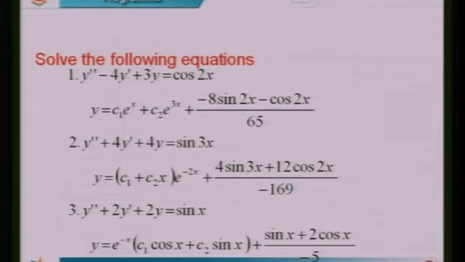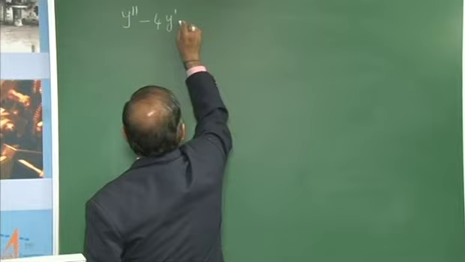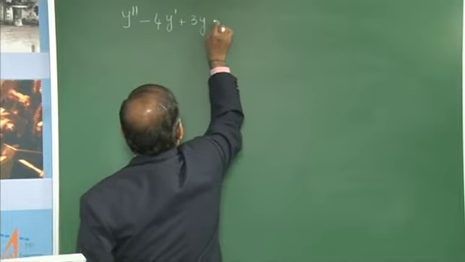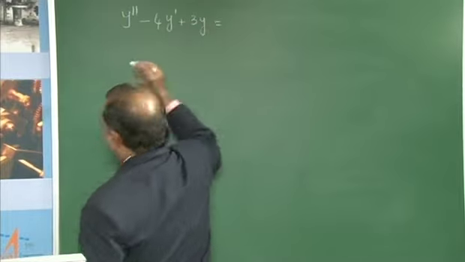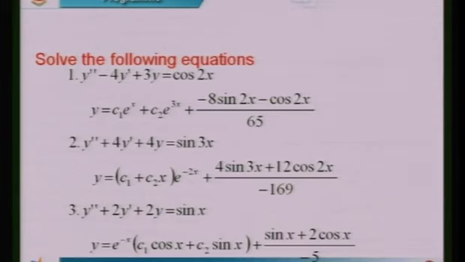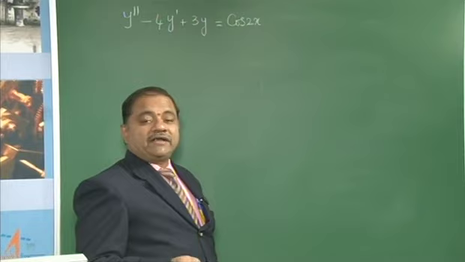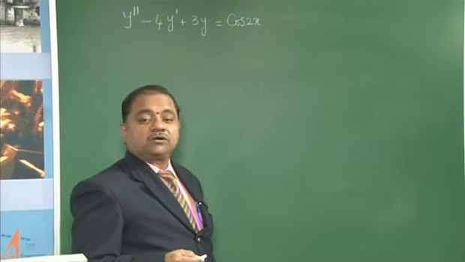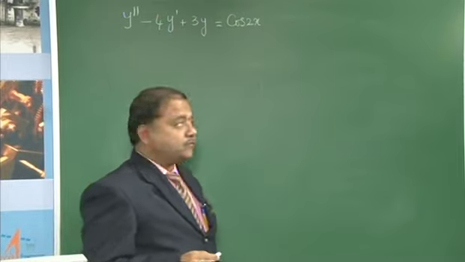You may ask what happens if we get d in the problem. We will multiply and divide by the conjugate and make it perfect. So, y double dash minus 4y dash plus 3y is equal to cos 2x. This is the question I am taking: y double dash minus 4y dash plus 3y is equal to cos 2x.